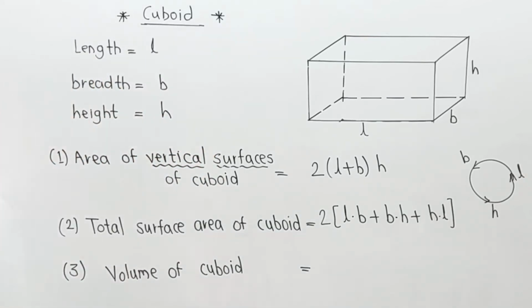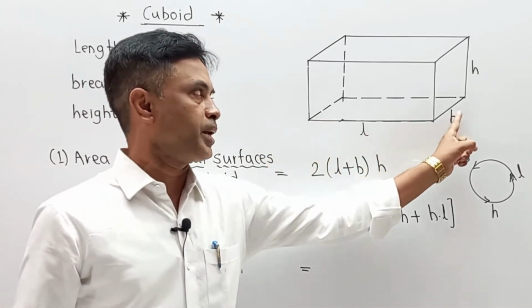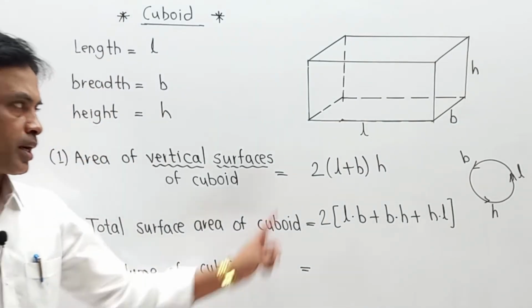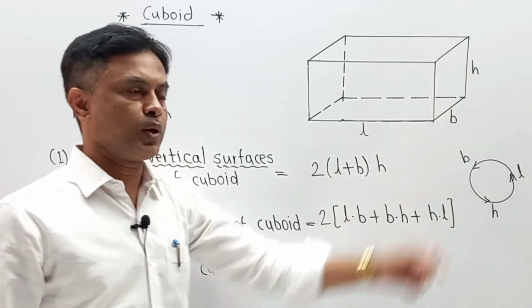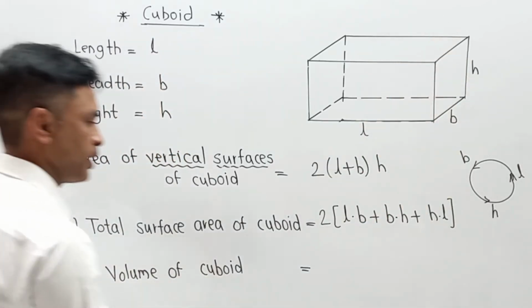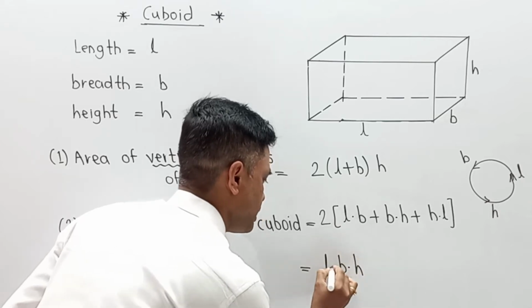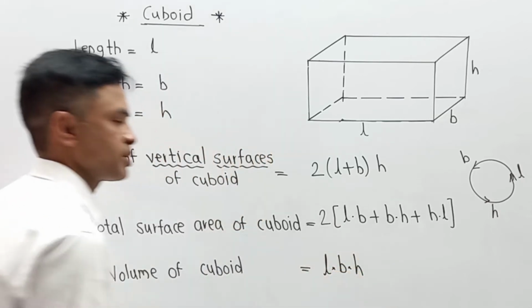Now the third part is the volume of a cuboid. Volume of any object is simply length into breadth into height. So the volume of a cuboid is nothing but length into breadth into height, simply the product of these terms.